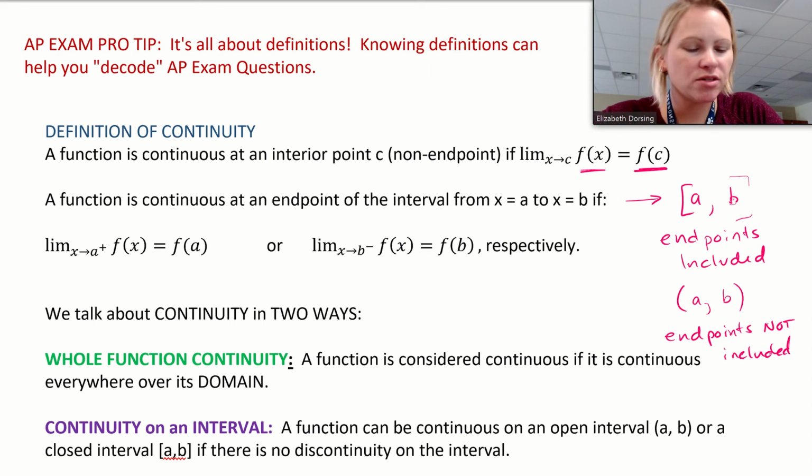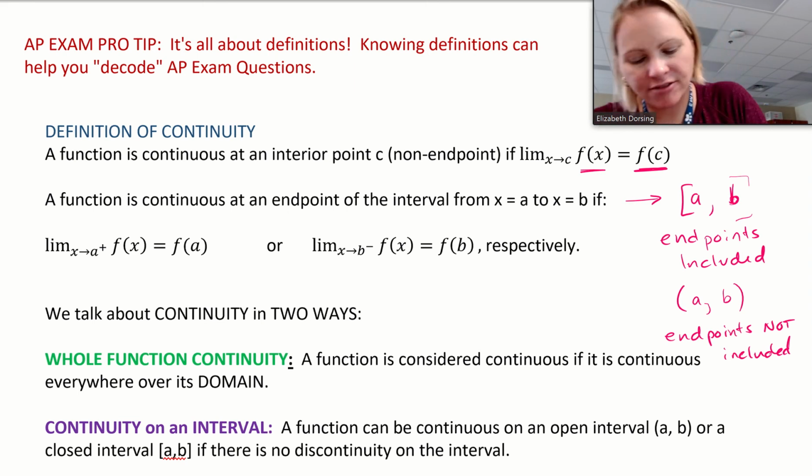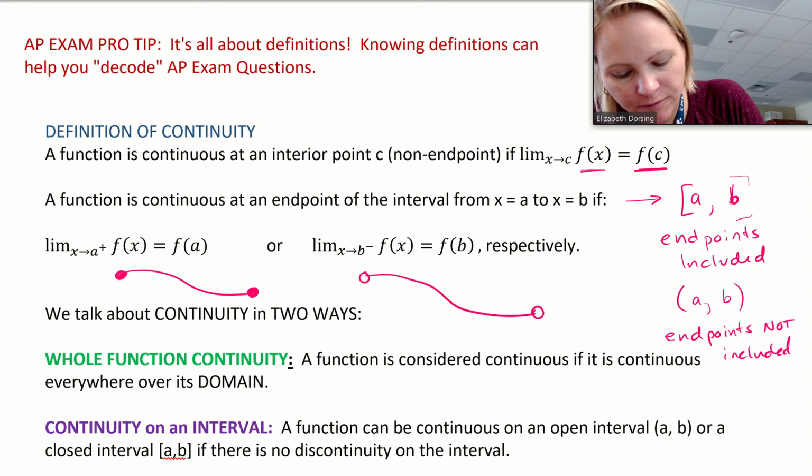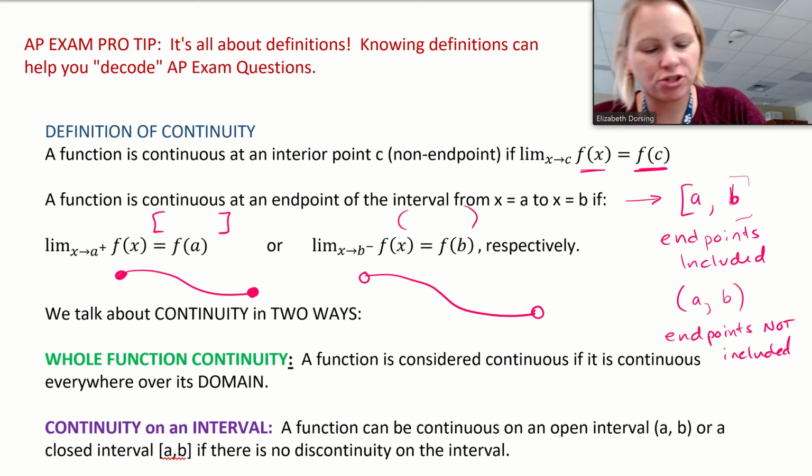Now, let's talk about how this notation is going to help us decide if we're continuous at endpoints. You can be continuous at endpoints if, here's the definition, the limit as x approaches a from the right, so that's the left-handed interval. So here's your interval. Here's another interval. We'll close the dots. So this would be the closed interval. This would be the open interval picture.